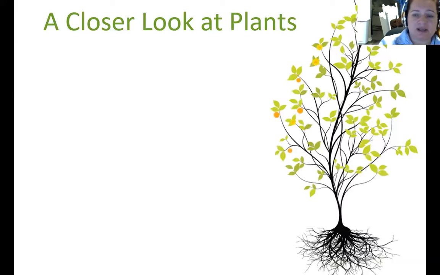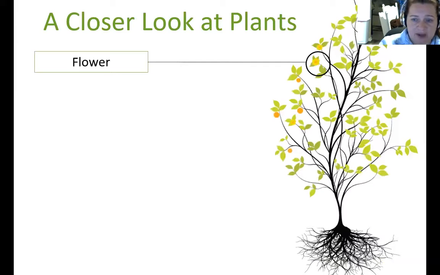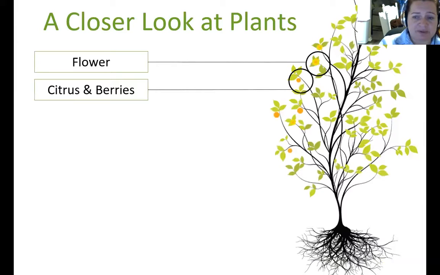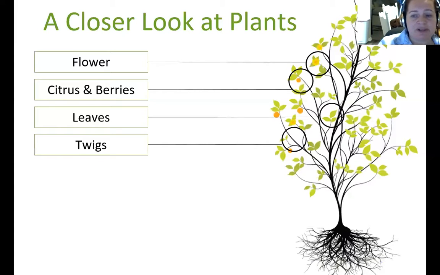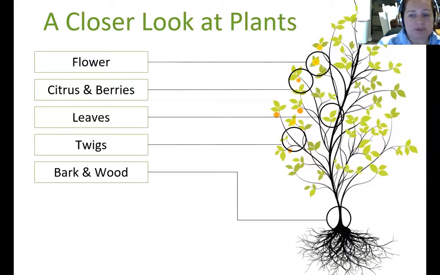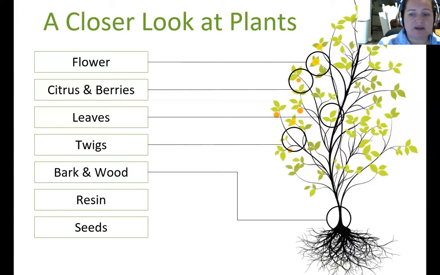So let's look quickly at the plant. We start with the flower, which is basically a reproductive organ. Citrus and berries, which are protection for the seeds. Then we have leaves with photosynthesis and oxygen exchange and transpiration. Twigs are a support system for leaves and flowers. They also transport water and mineral salts. Bark and wood are protection for the plant. Resin is also for the healing and restoration process. Seeds are part of the reproductive system. Roots absorb water and minerals and are grounding for the plant.